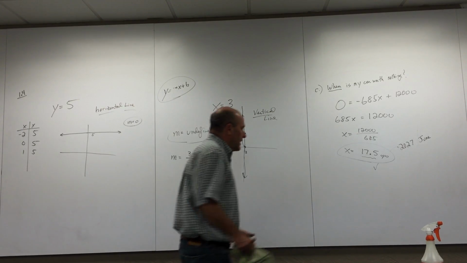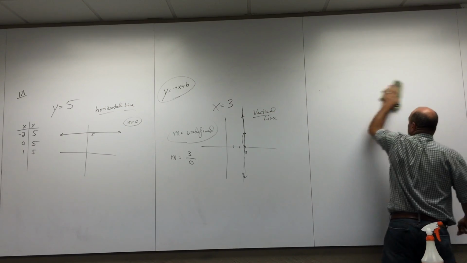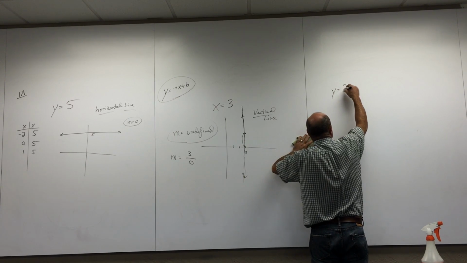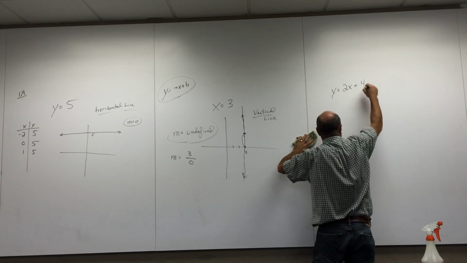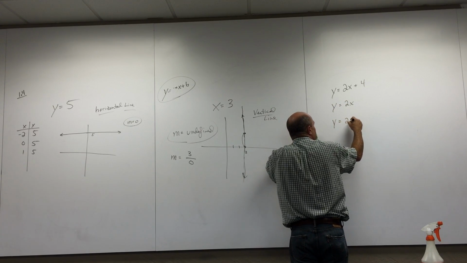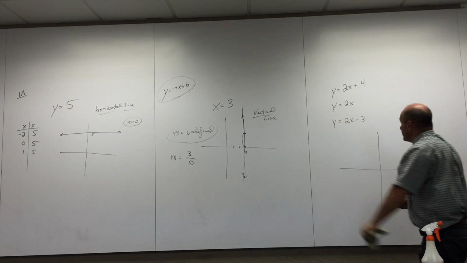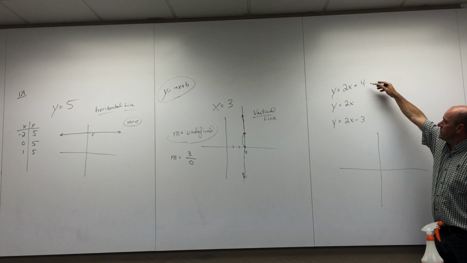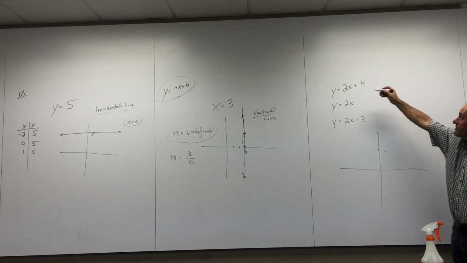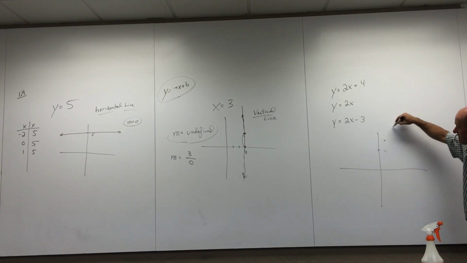All right, here's another idea. Look at these. Here's 3 lines, and I want to graph them as fast as I can. y equals 2x plus 4, y equals 2x, and y equals 2x minus 3. Let's start with the top one. What's the y-intercept? 4. And what's the slope? 2. So I should go up 2 over 1.